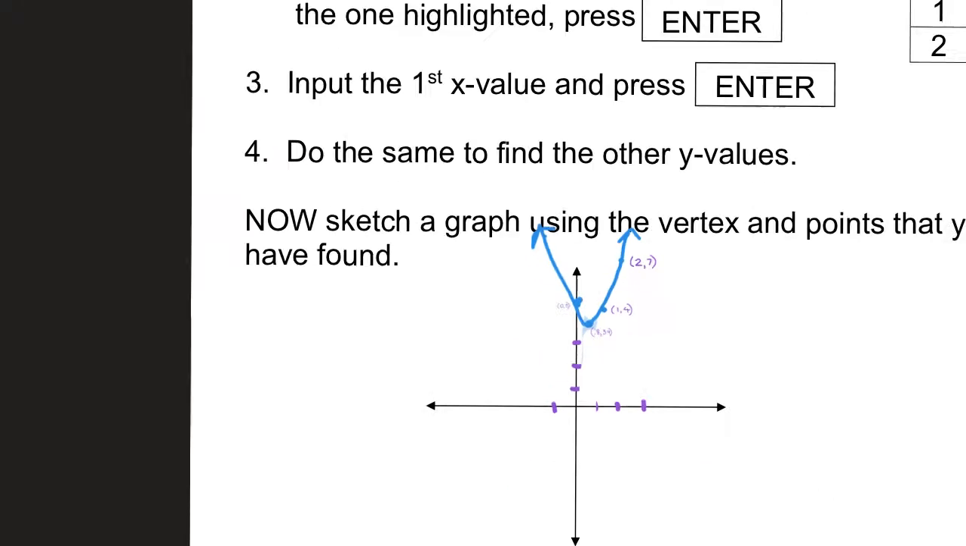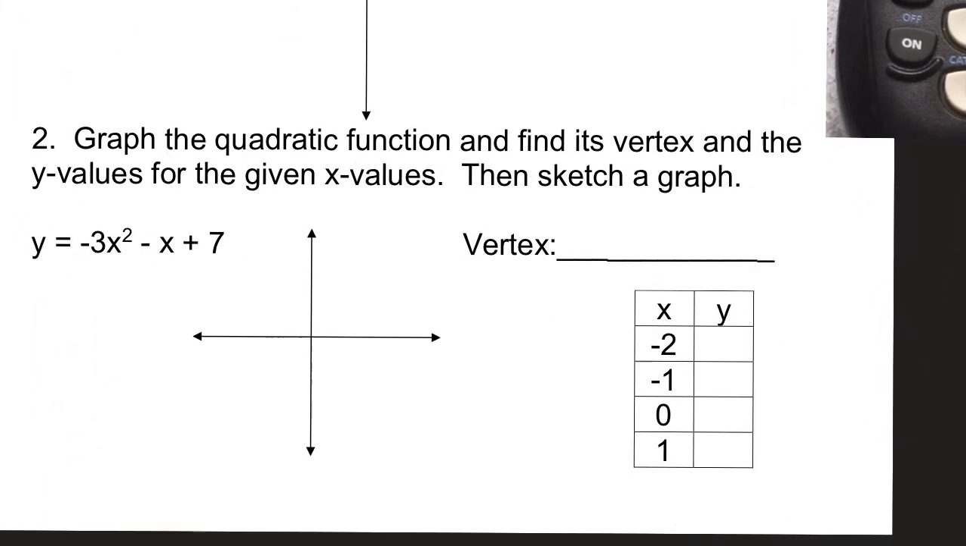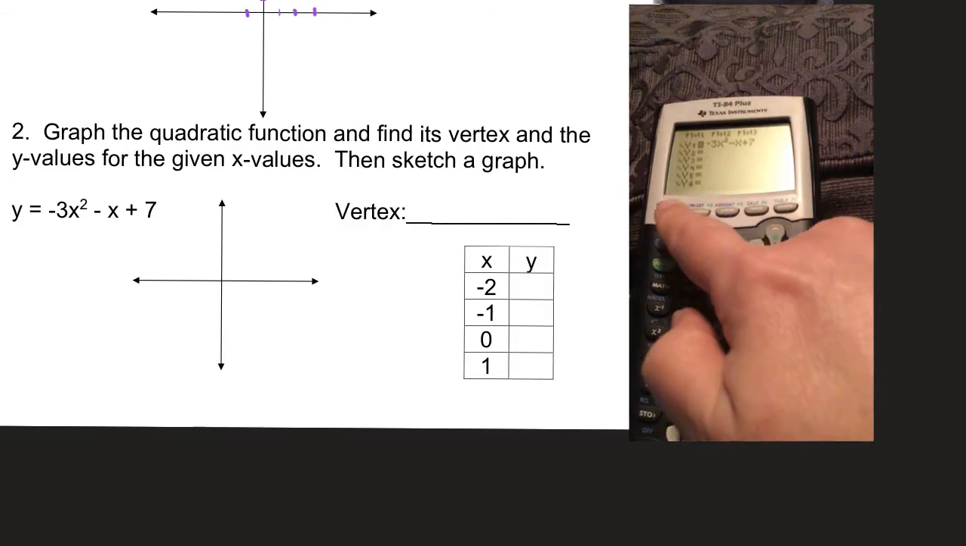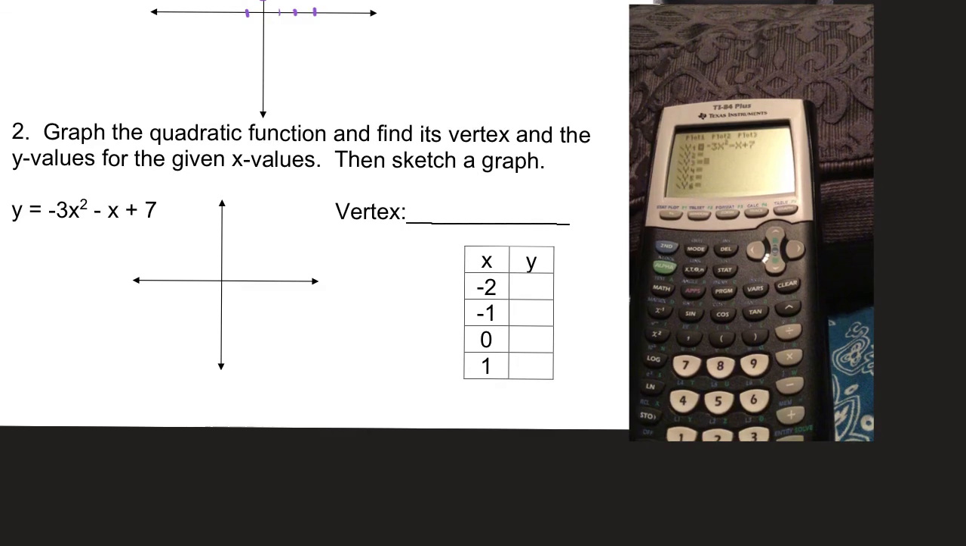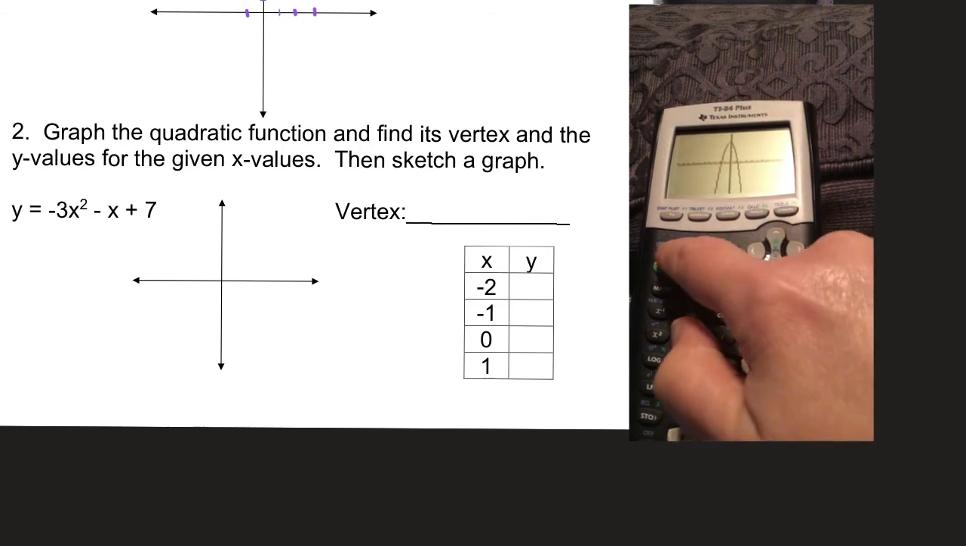Now let's turn our attention to number 2. You're going to graph the quadratic function and its vertex and the y values for the given x values. Then we'll sketch the graph. First, go to the y equals and put in -3x squared minus x plus 7. Then look at the graph.